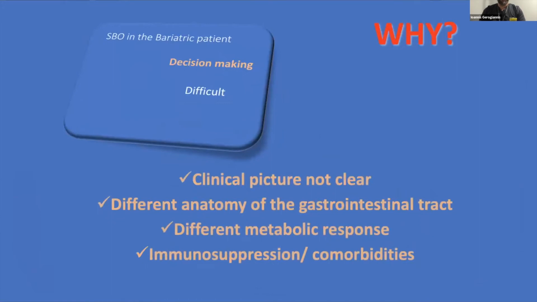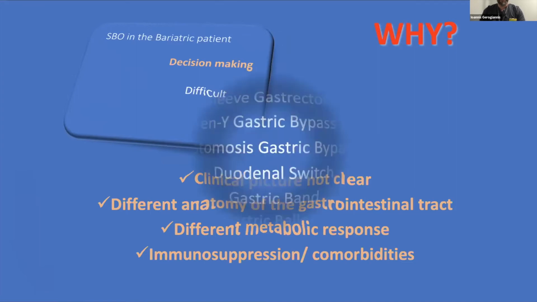First of all, summarizing why the decision making is difficult: because the clinical picture is not clear. There is a different anatomy of the gastrointestinal tract. Dr. Patel said earlier that there are some variations, and I will show you some variations regarding bariatric patients. There is a different metabolic response, and most of the patients can be immunocompromised or have significant comorbidities.